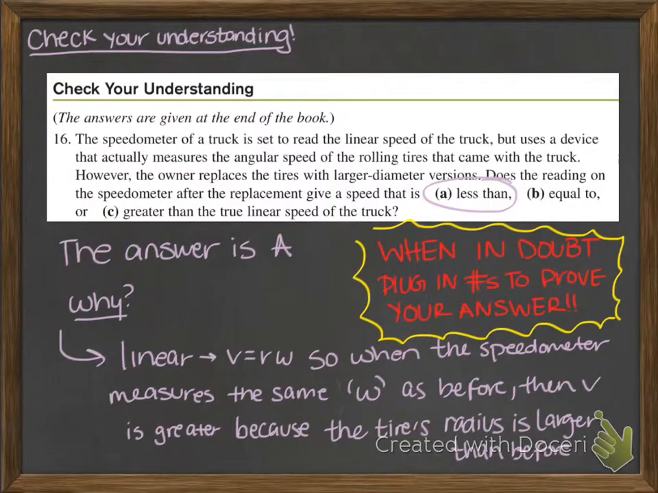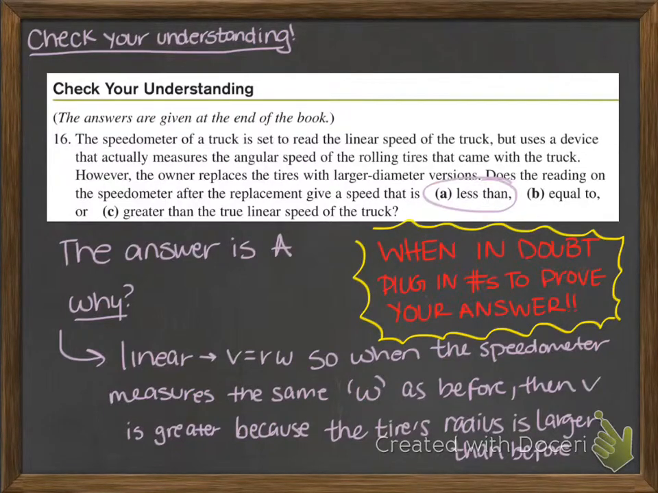So let's check our understanding with a concept question. If the speedometer of a truck is set to read the linear speed of the truck, but uses a device that actually measures the angular speed of the rolling tires that come with the truck, however, the owner replaces the tire with a larger diameter version, does the reading on the speedometer after the replacement give the speed that is A, less than, B, equal to, or C, greater than the true linear speed of the truck?